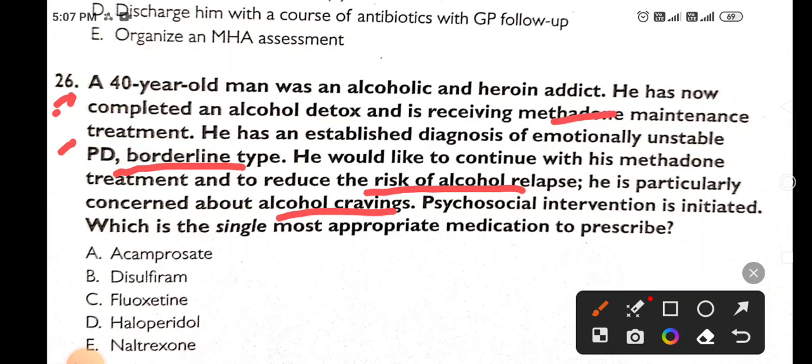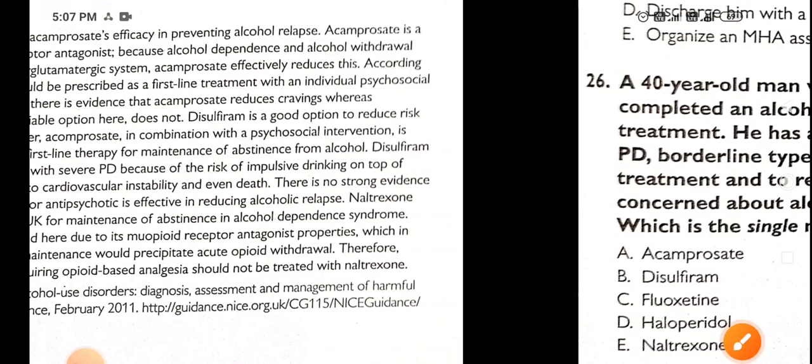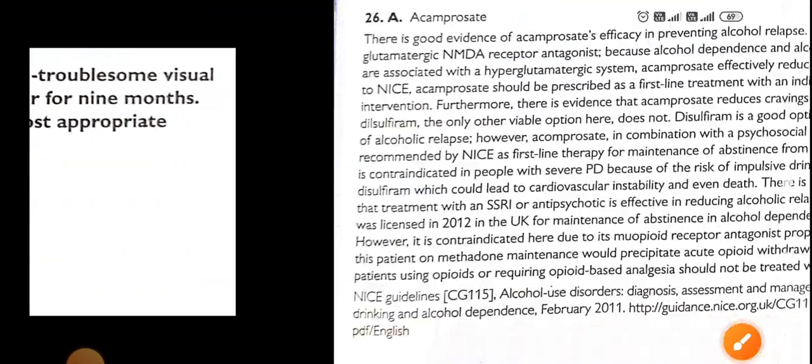Disulfiram does not reduce craving. If you drink alcohol with disulfiram, it causes very severe symptoms like vomiting, anxiety, sweating, etc. Acamprosate is the anti-craving agent here. Now, a little bit of discussion.